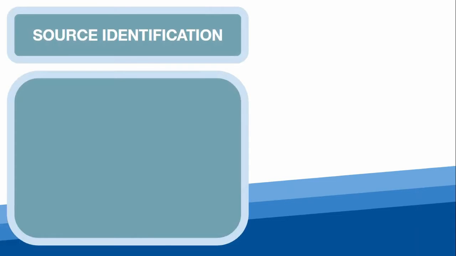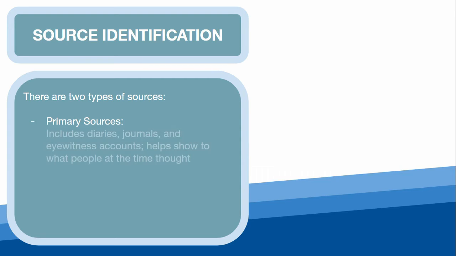One of the first things you will want to do after creating an inquiry question is figuring out what sources you need. There are two main types of sources: primary sources and secondary sources. Both are very useful for different reasons. Primary sources are documents or depositories of information created during the time period that you are studying. These include diaries, journals, and eyewitness accounts.